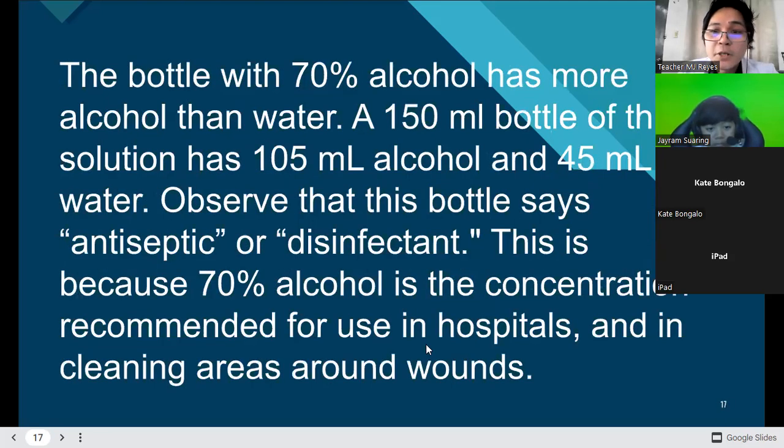The bottle with 70% alcohol or ethanol has more alcohol than water. A 150 ml bottle of this solution has 105 ml alcohol and 45 ml water. Observe this bottle says antiseptic or disinfectant, because it has more solute and less solvent. This is because 70% alcohol is the concentration recommended for use in hospitals and in cleaning areas around wounds. But be careful of putting alcohol in your wounds, because 70% alcohol can actually damage some of the nearby tissues.